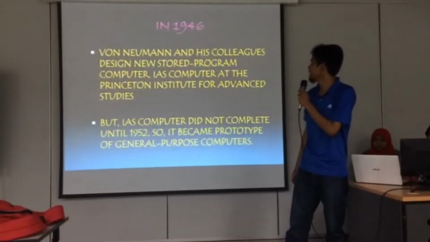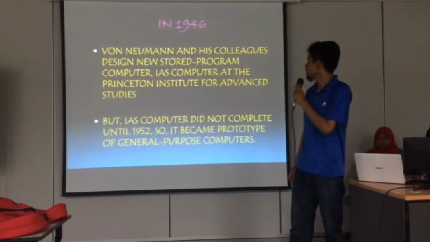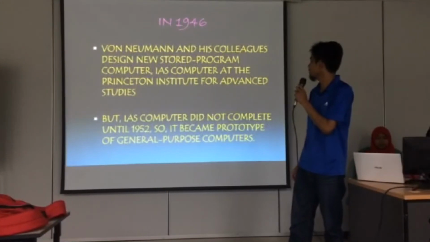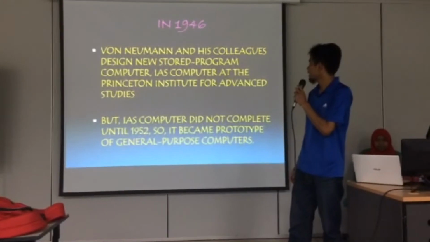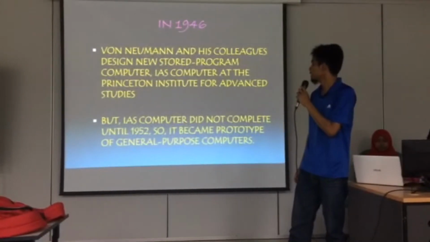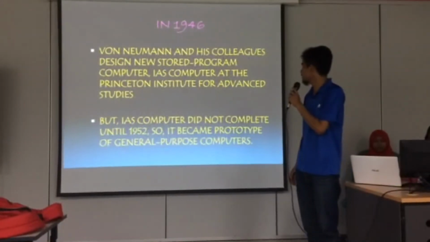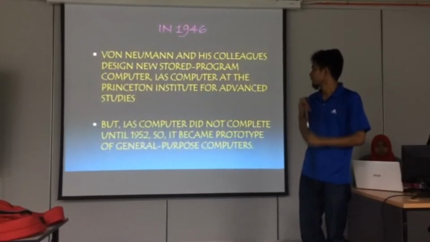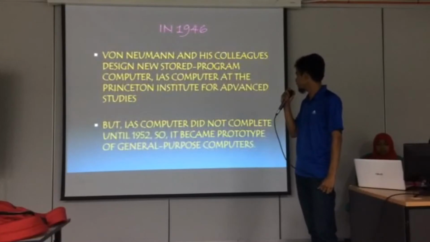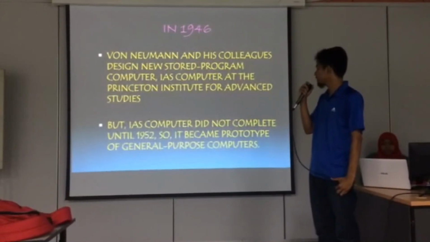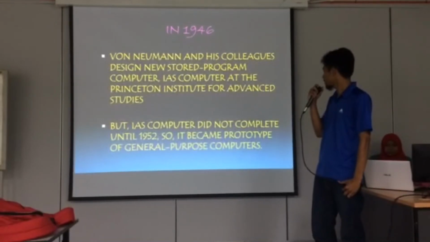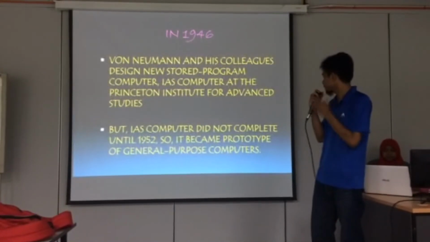In 1946, von Neumann and his colleagues designed a new stored-program computer, the IAS computer, at the Princeton Institute for Advanced Studies. But the IAS computer was not completed until 1952, so it became the prototype of general-purpose computers.